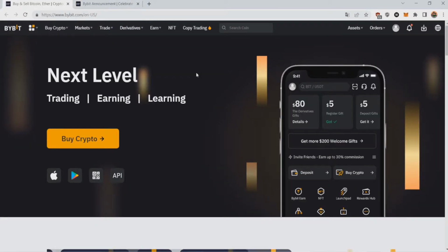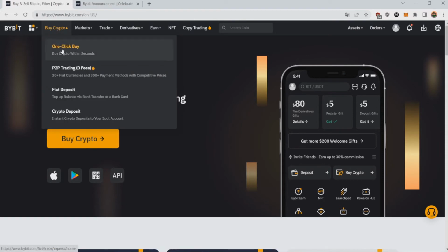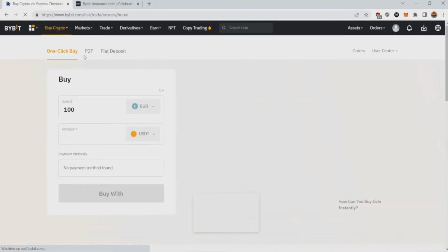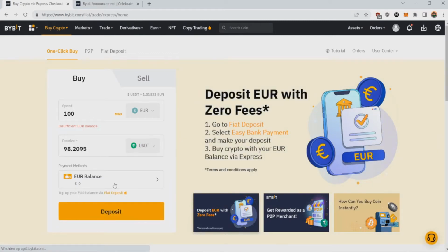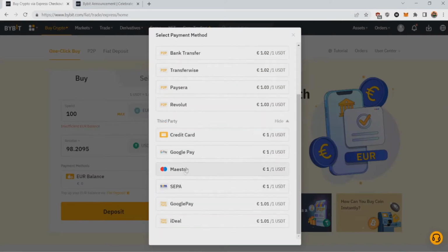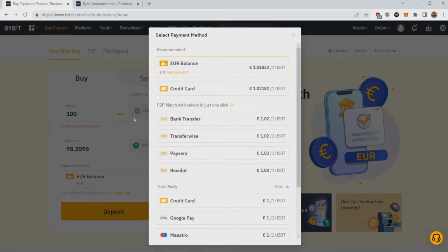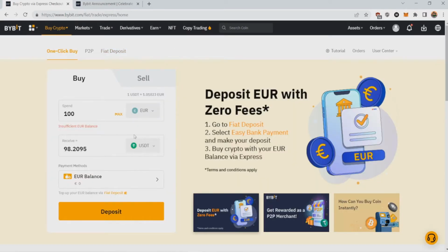So after you sign up on Bybit, the next step you gotta do is put Bitcoin or crypto on your wallet. So you have two options. The first one is buy crypto. So if you click on buy crypto, guys, the easiest way is click and buy. So basically you got a lot of things to do. You got SEPA, Maestro, credit card, Google Pay, everything as well. So if you want to deposit euro with zero fees as well, you can do everything.